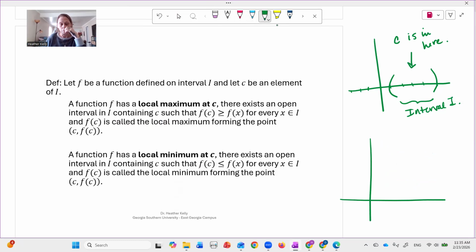Okay. So we're basically looking at something like a graph, and it could be anything, but let's just do something like this. And let's look at the interval between here and here. So we're only looking at this piece in here. This point right here would be a local max.